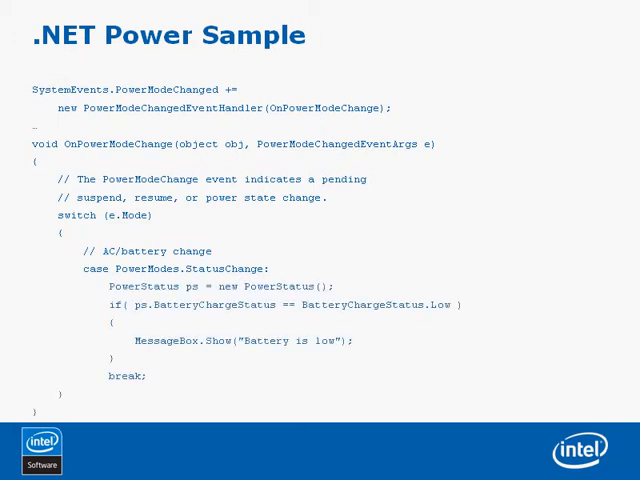The final step is to instantiate a PowerStatus object and use it to determine an action to take. Here, the battery charge status is examined to see if the charge is low. This could also be used for an emergency save or other such response.